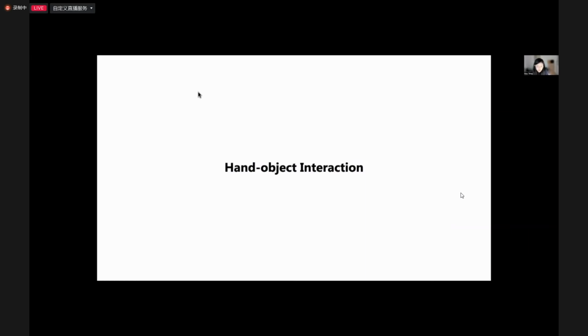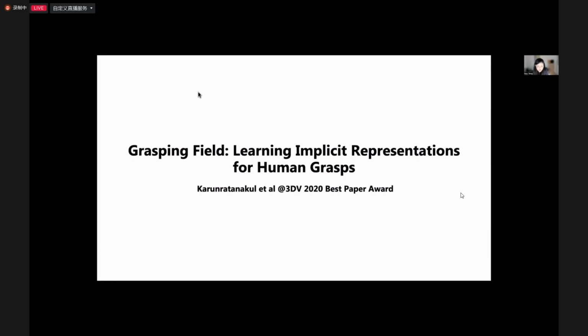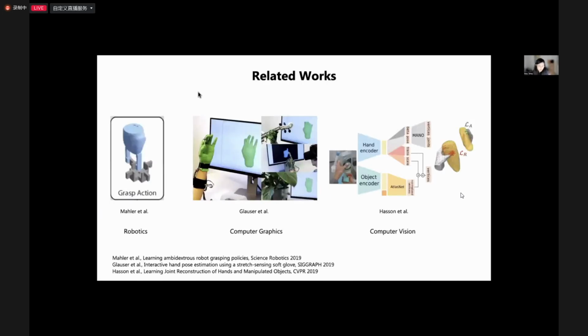So the next topic I want to talk about is hand-object or human-object interaction. Right? Humans not just interact with big objects, we also grasp objects, right? And for hand-object manipulation or hand-object grasping, we also have a few projects. So the very first project was published 2 years ago at 3DV 2020, and it's called Grasping Field: Learning Implicit Representations for Human Grasps.